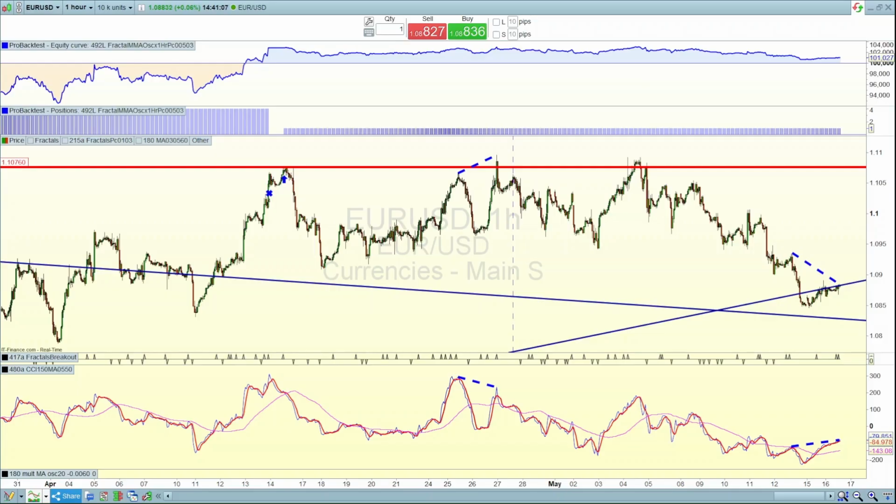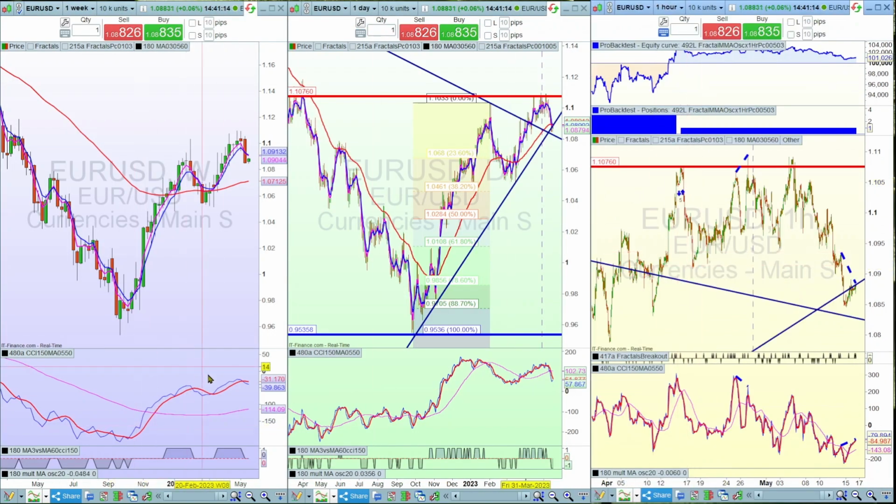Today is May the 16th, 2023. This is the Euro US dollar update. On our weekly, we're showing a neutral positioning of going long or short, but on the daily it's showing a bearish signal. So let's look at each of these.